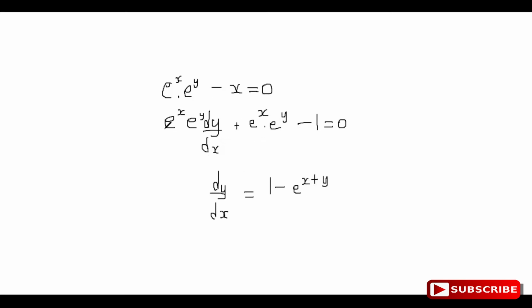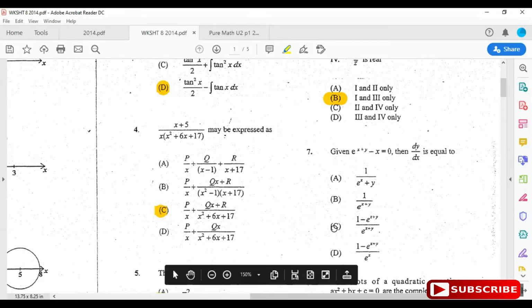So now this is on this side. So now we just need dy by dx to be the subject. So we divide by e to the x plus y. And so that's dy by dx: 1 minus e to the x plus y over e to the x plus y. Easy, so that's part C.